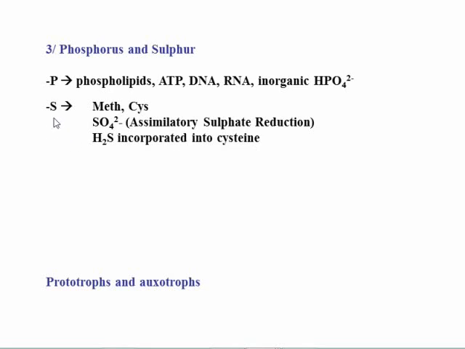For sulfur, okay, the amino acids methionine and cysteine can be used as a source of sulfur, or sulfate and sulfide. Once again, the form of sulfur that can be directly incorporated into organic molecules is the reduced form. So hydrogen sulfide will be directly incorporated into cysteine, whereas sulfate will first be reduced and then the hydrogen sulfide incorporated into cysteine.